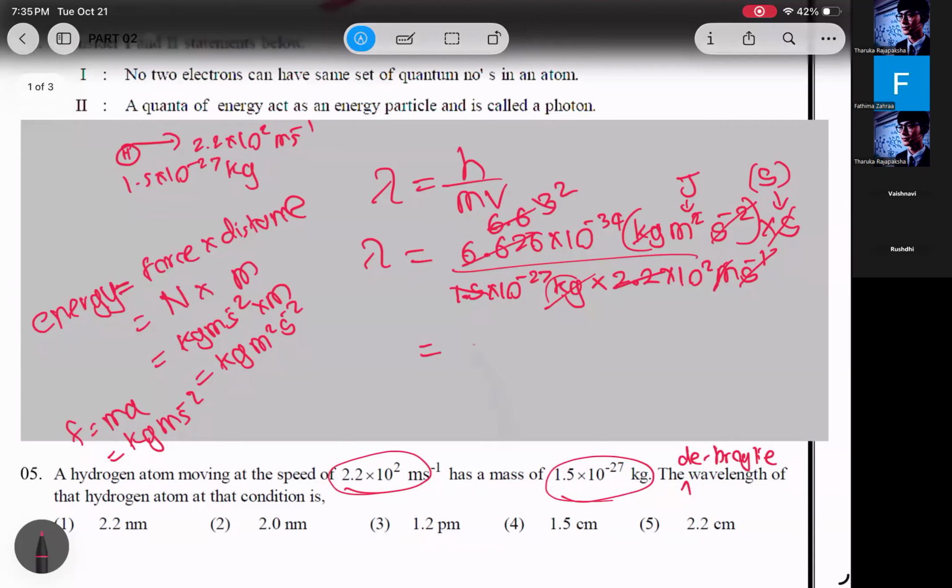That means 2 into 10 to the power 27 comes on top and it becomes 10^7, and 10^-7. So 10^-7, and this 2 will go on top and it becomes 10^-9 meters. So 2 nanometers. Answer number 2. Please write this down quickly.